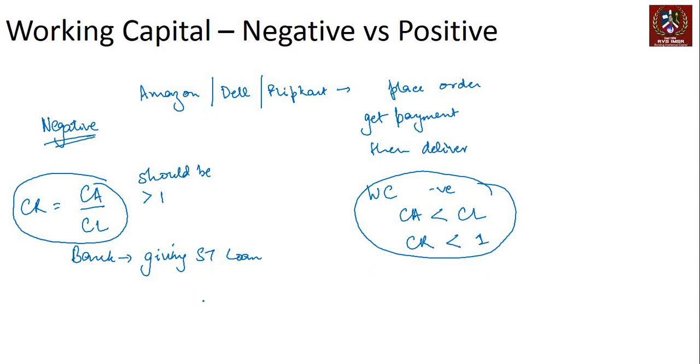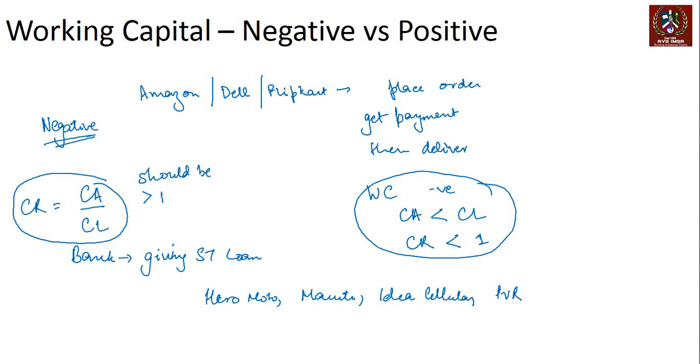Now, which are the companies that have negative working capital in India, right? So we saw Amazon, Flipkart, etc. Companies like Hero Motocorp, companies like Maruti, Idea Cellular, all telecom companies for that matter, PVR Cinemas, right? These are all companies that have negative working capital, right?